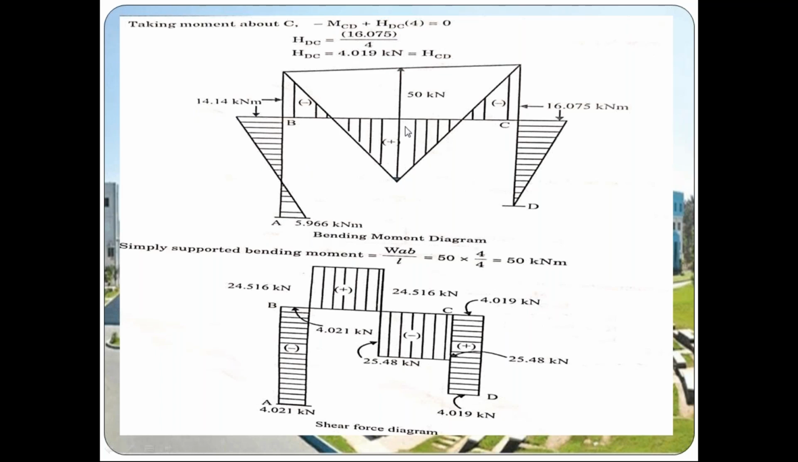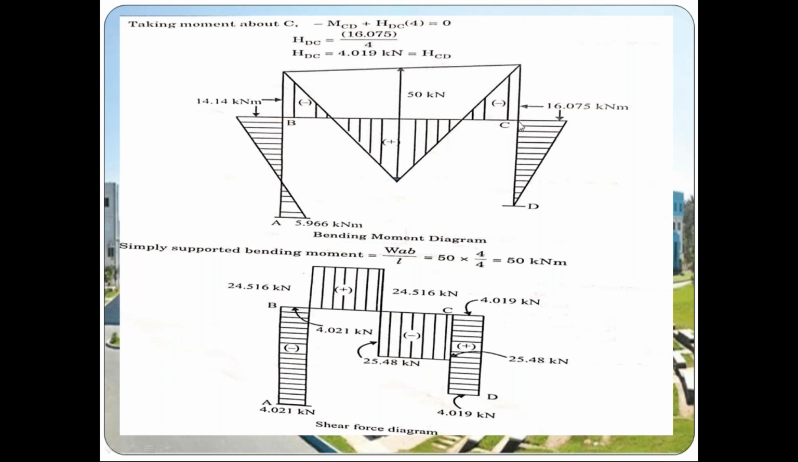Next, span BC. MBC is left to right, and a negative value goes above the baseline, so we are getting a negative value only, minus 14.14. And MCB is right to left, a positive value goes above the baseline, so we are getting a positive value only, plus 16. So we put it above the baseline, and we connect these 2 points.